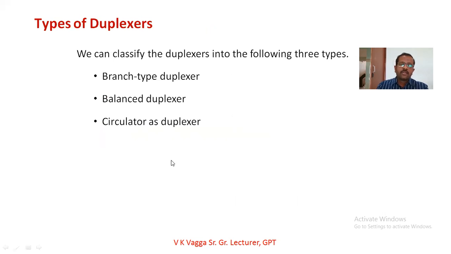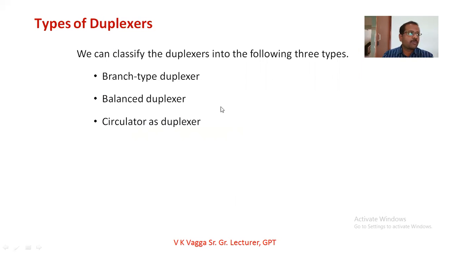If you take the types of duplexer, there are a number of types. The main important types are the branch type duplexer, the balanced duplexer, and one more, the circulator. But according to the syllabus, as per your syllabus, it has only the branch type duplexer.